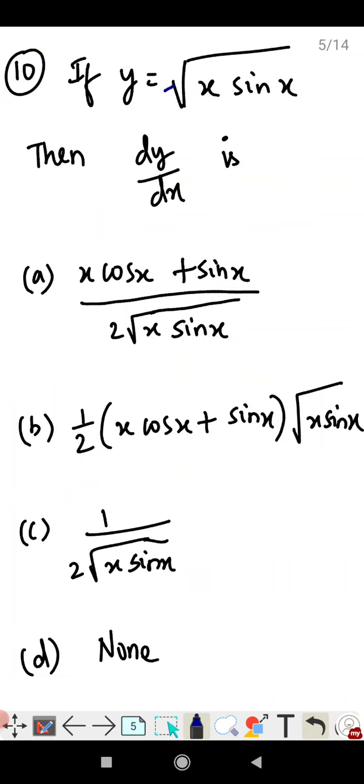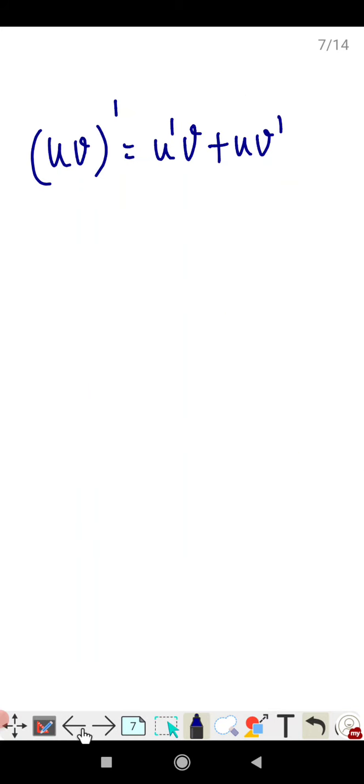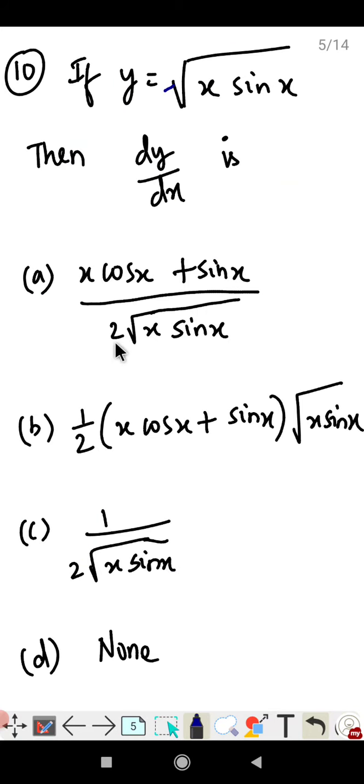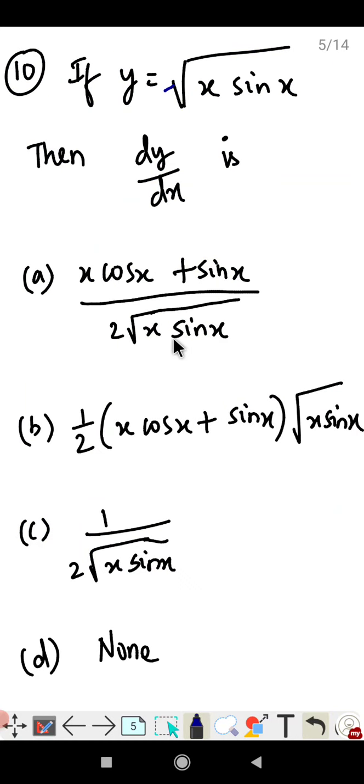So which option is correct? x into cos x plus sin x on the numerator, denominator 2 into square root of x into sin x. So option A will be the correct option.